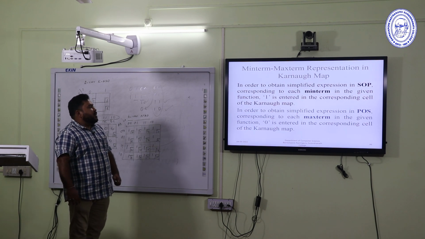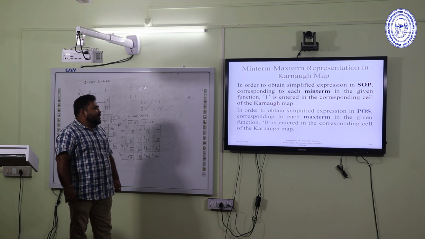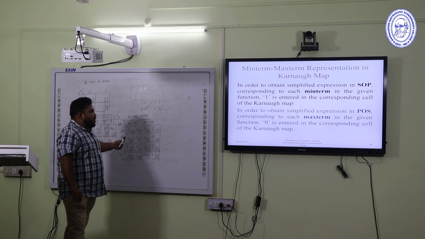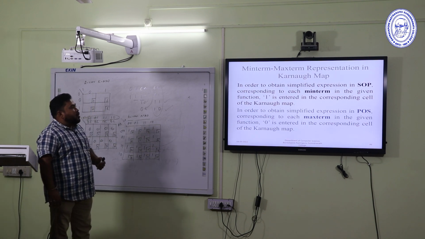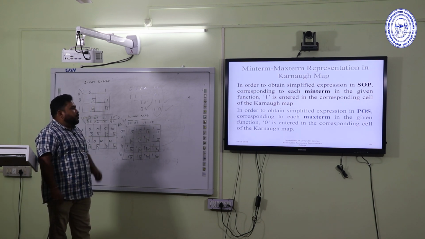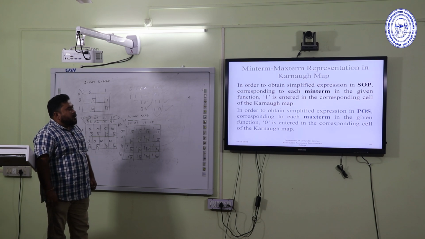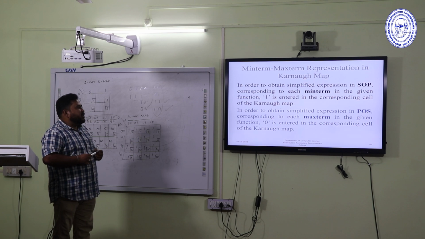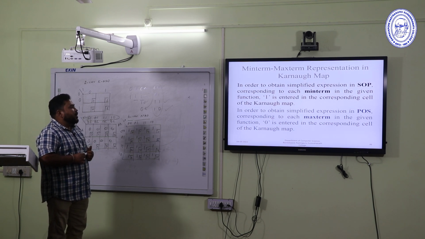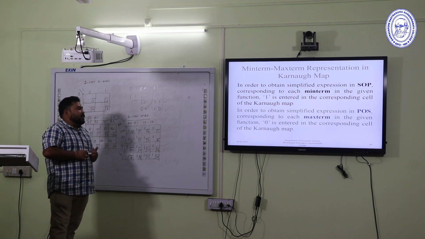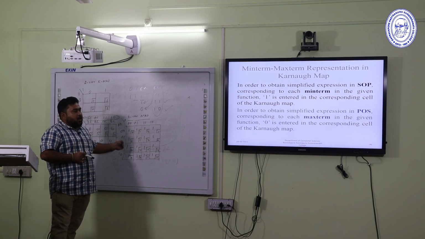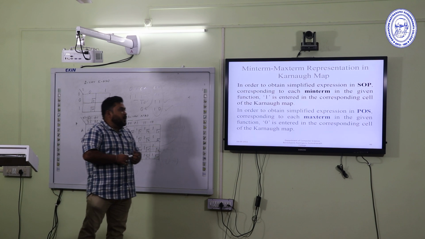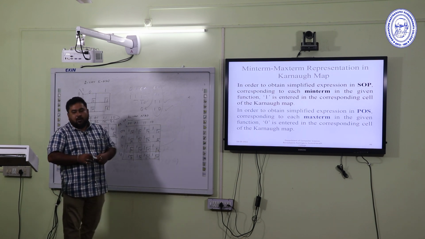So the min term, max term representation in Karnaugh map is explained here. In order to obtain the simplified expression in SOP, each min term in the given function must be 1, which will be entered in the corresponding cell, but in case of max term it is equal to 0. That means 0 will be entered in the corresponding cell of this Karnaugh map.